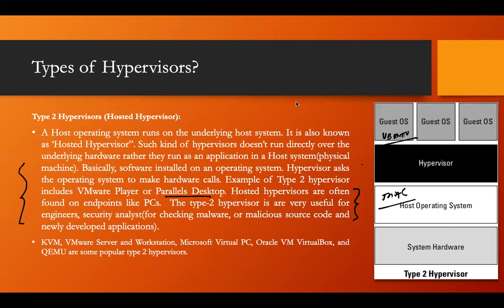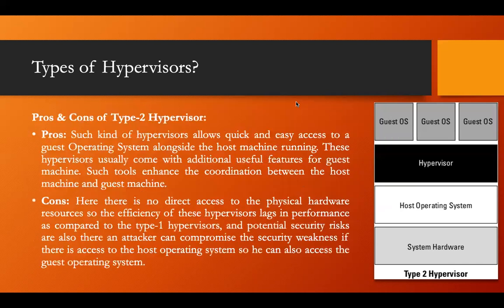But for type 1 hypervisor, we need dedicated hardware, right? In that we have the hypervisor installed without any operating system. What is the advantage of type 2? Such hypervisors allow quick and easy access to the guest operating system alongside the running host machine. These hypervisors usually come with additional useful features for the guest machine. Such tools enhance the coordination between the host machine and the guest machine. So for PCs, it is very useful.